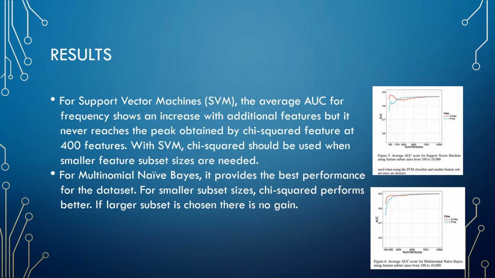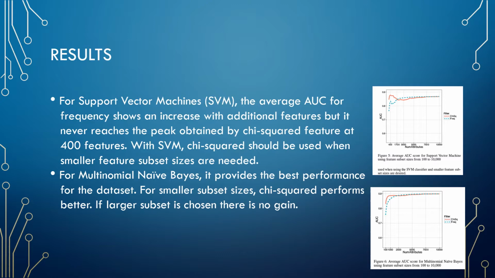On this slide, we have our support vector machines, which is SVM, and for this, the average AUC for frequency shows an increase with additional features, but it never reaches the peak obtained by chi-squared feature at 400 features. With the SVM, chi-squared should be used when smaller feature subsets are needed.